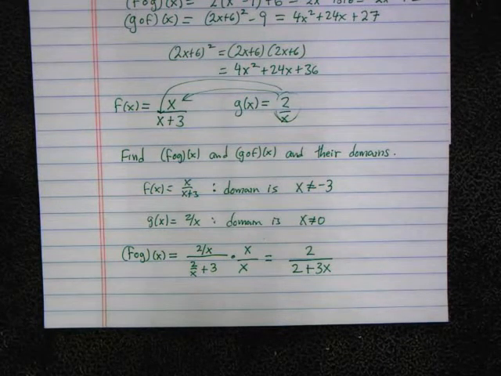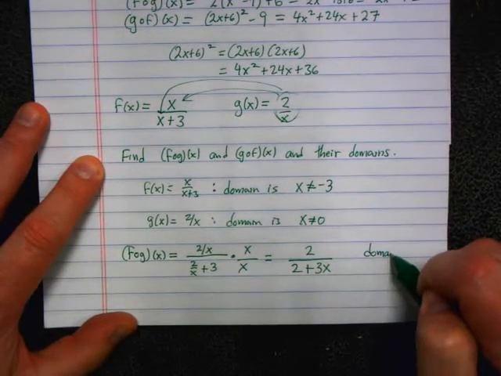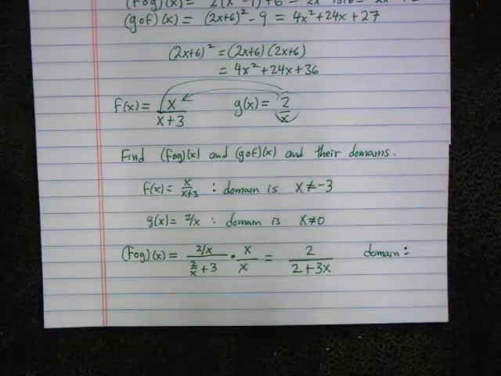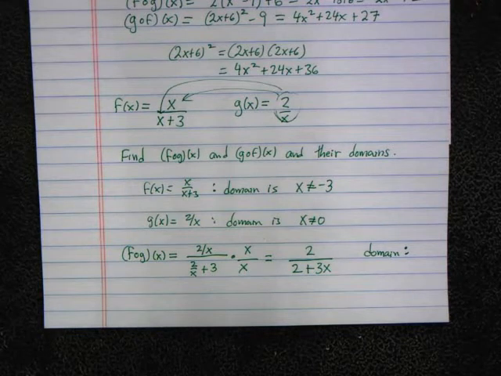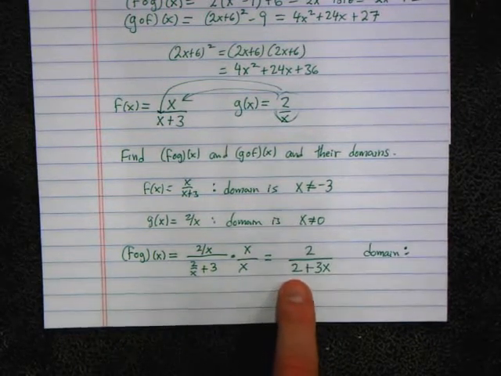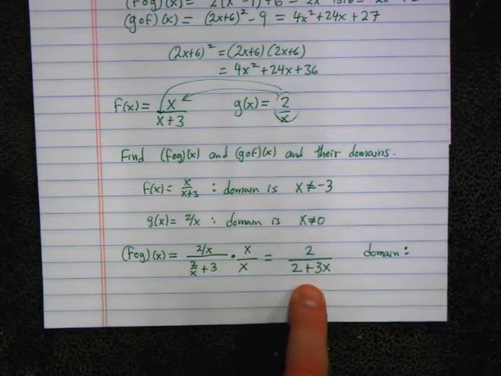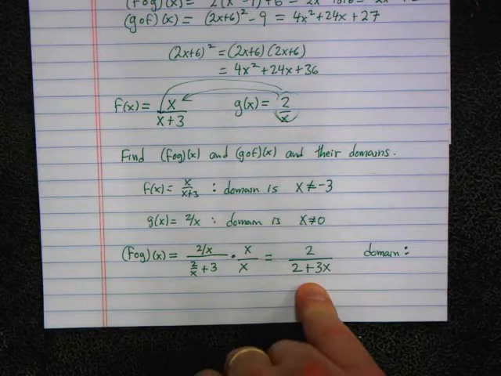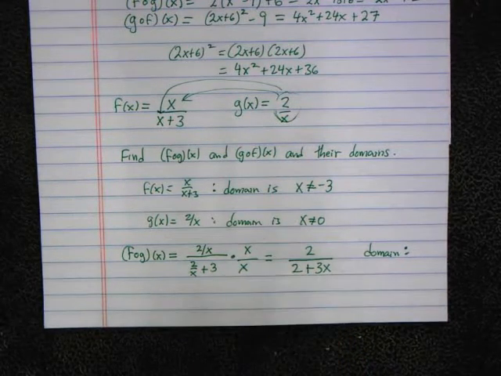Okay, so there's my function. There's f composed with g of x. Now, what's its domain? What numbers can I not plug in? Not anything negative. For example, I could plug in -1. If I plug in -1, I would have 2 on top, and then I'd have 2 minus 3 on bottom. I'd have 2 on top, -1 on bottom. 2 divided by -1 is -2. That's okay. So I can plug in a -1.